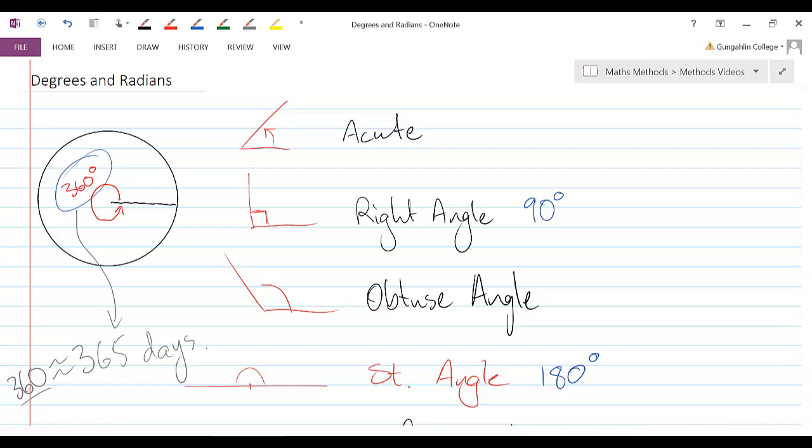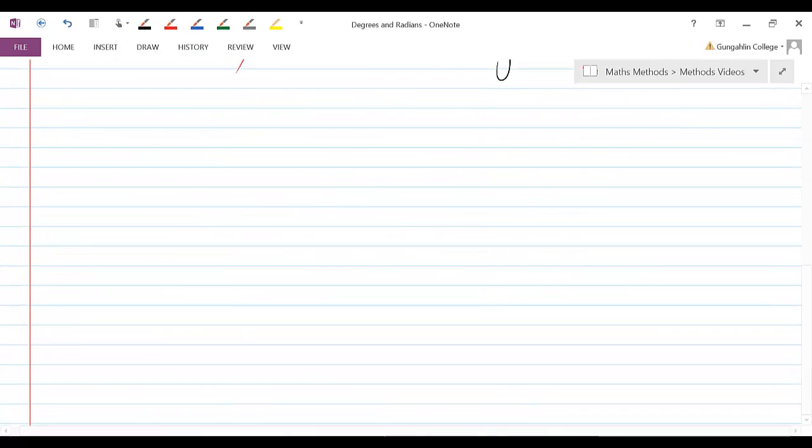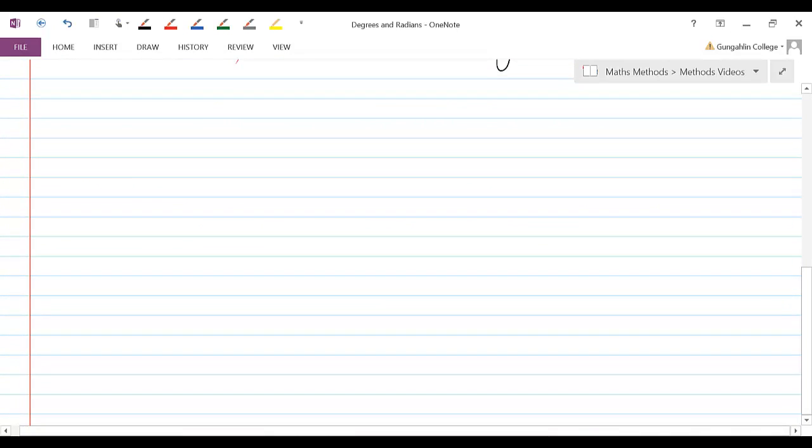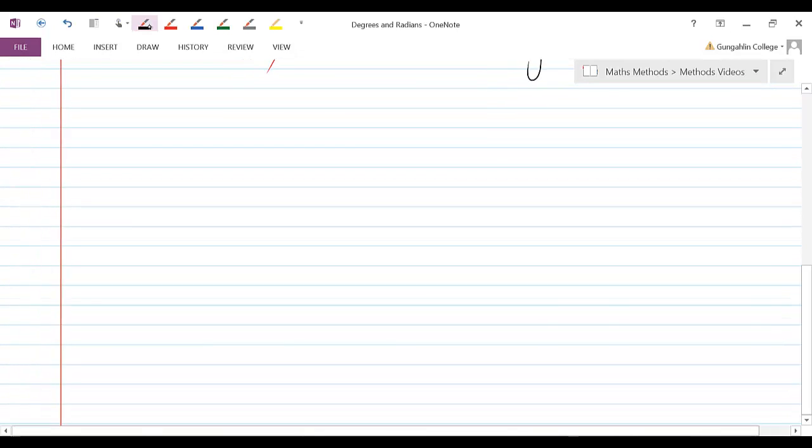Up to this point you have used them in maths because they're easy to understand and they're easy for primary school students to get their head around. But in higher level mathematics we use a different kind of measure of angle, and we call this measure a radian.